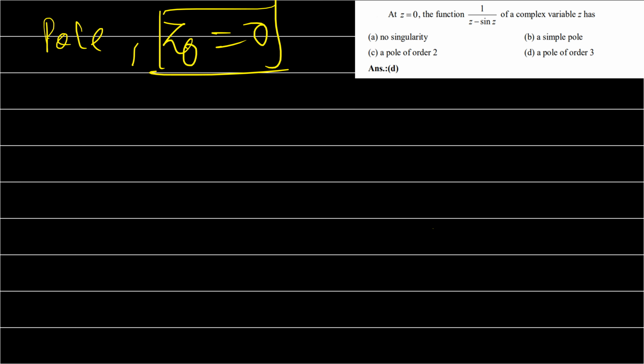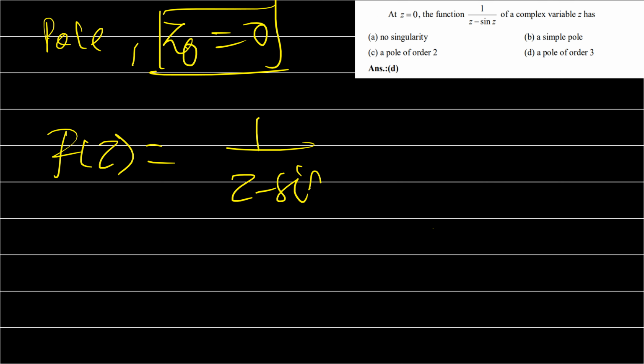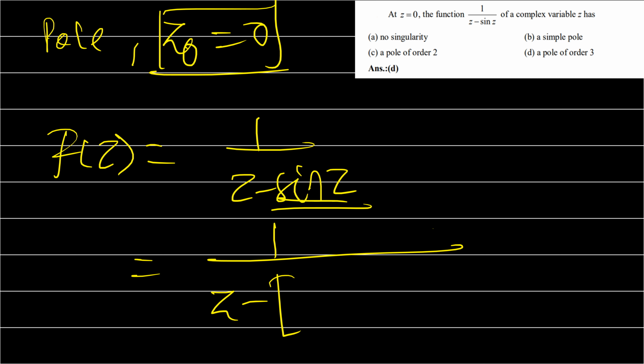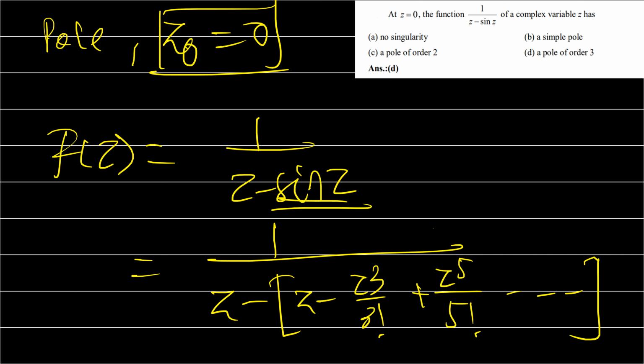Now let us find the order. In order to find the order, let's expand this f of z equal to given 1 by z minus sin z. Let's expand this sin z. By expanding we get 1 by z minus, z cubed by 3 factorial plus z to the power 5 by 5 factorial. I can write another term also, z to the power 7 by 7 factorial.